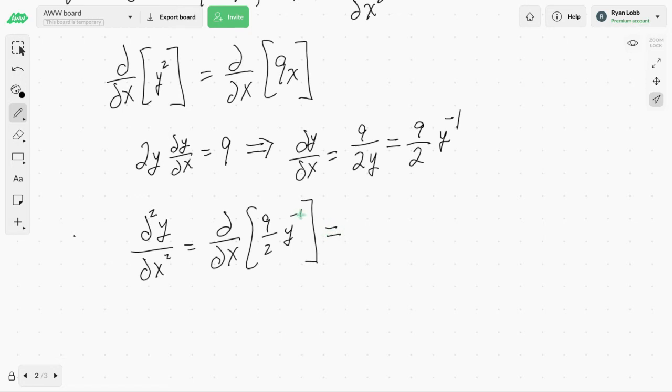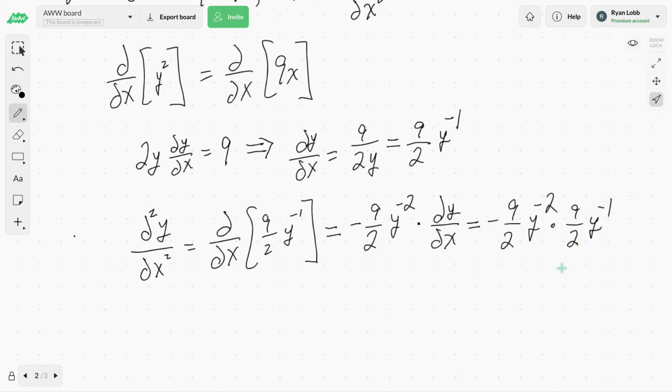Well, that equals then what? Chain rule: negative 1 times 9 halves, negative 9 halves, y to the negative second, but then times dy/dx. Right, but what is dy/dx? Here's dy/dx, in terms of x and y, in this case just y. So this was equal to negative 9 halves y to the negative second times, right here, dy/dx, which is 9 halves y to the negative first.